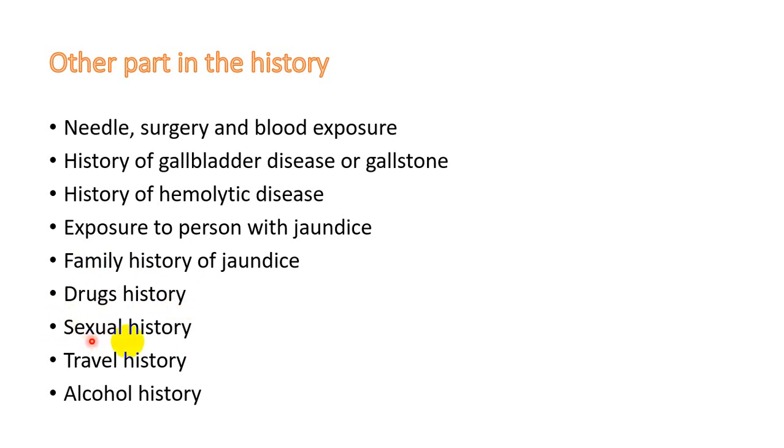Sexual history is important as both hepatitis B and C are sexually transmitted diseases. Travel history again is important as there are certain parts of the world where some liver diseases are endemic, such as hepatitis A in India. Alcohol history is important as alcohol is one of the most common causes of chronic liver disease.